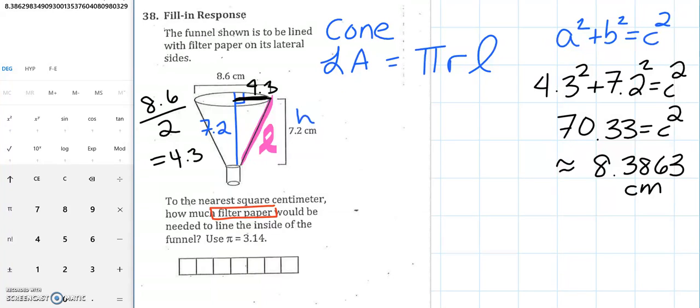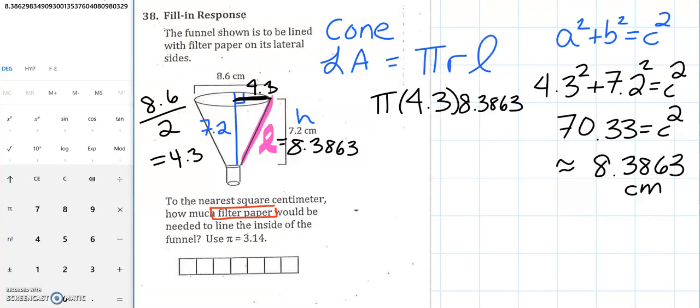centimeters. Now if I plug this into my formula, I have pi times my radius of 4.3 times the slant that I just solved for in my diagram, which is approximately 8.3863. And I'm going to multiply all of those together, and I'm going to get the lateral area of the cone, which is going to act as the area of the filter paper.